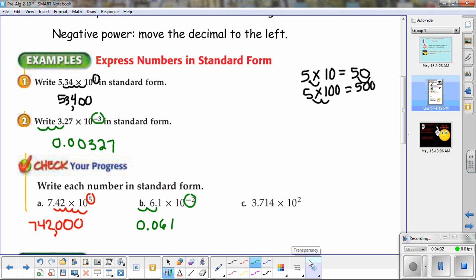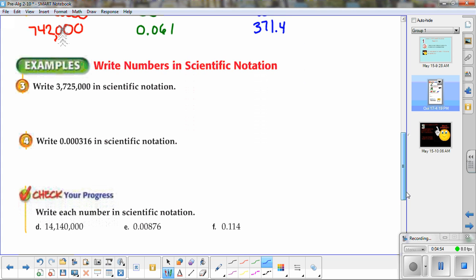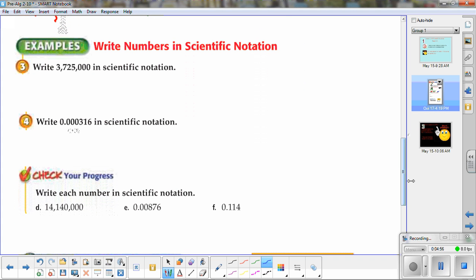0 and 61 thousandths. And our last example has a positive exponent, so that's going to be for a large number. We're going to move the decimal 2 to the right to make it bigger. 371 and 4/10. Now we're going to go the other way. We're going to take numbers in standard form and we're going to write them in scientific notation.